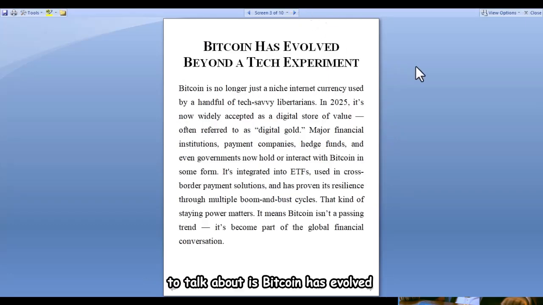So the first thing I want to talk about is that Bitcoin has evolved beyond a tech experiment. Bitcoin is no longer just a niche internet currency used by a handful of tech-savvy libertarians.